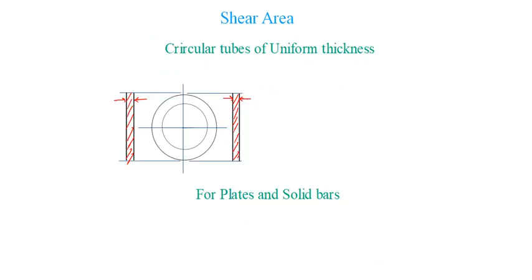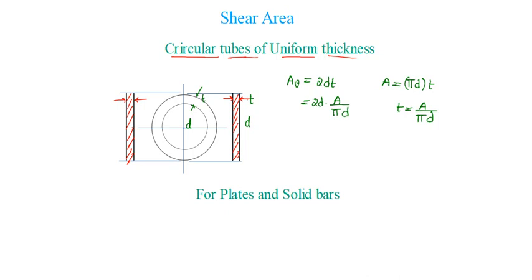Whereas in case of circular tubes of uniform thickness, let us say the uniform thickness as t and the mean diameter of the section as d. So this will be d and this is t. Then shear area is the shaded portion, that is 2 times of d into t. We know total area is equal to perimeter, that is pi d into thickness t. From this, t will be A by pi d. So substituting 2d into t is A by pi d. Out of this, d gets cancelled. So the shear area is given as 2A by pi. Whereas in case of plates and solid bars, shear area is taken as directly the cross-section area itself.